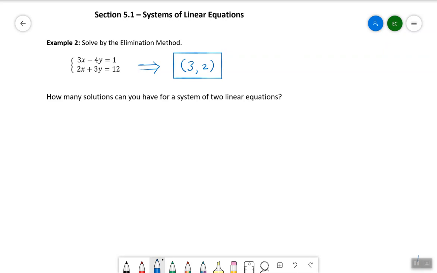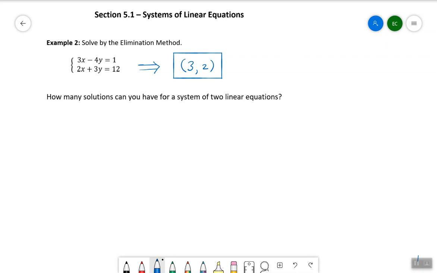And so I would just remind you of example 2 from the previous video, where we had a 2 by 2 system and we had exactly one solution. We had the ordered pair (3, 2). Could you have more than one solution? Could you have less than one solution? How many solutions can you have if you start with a system of two linear equations?